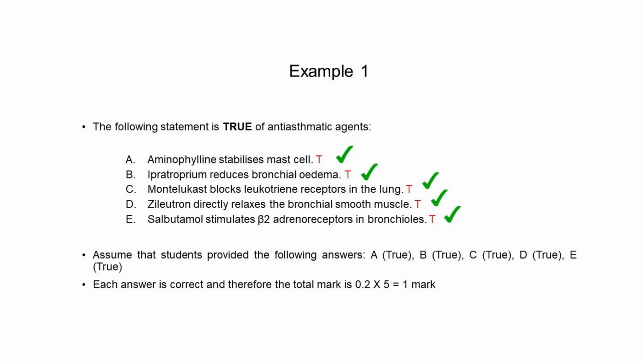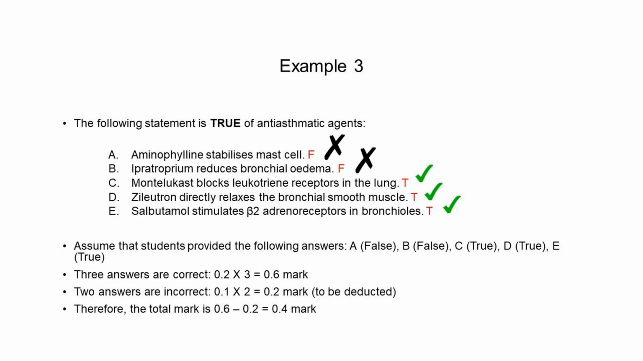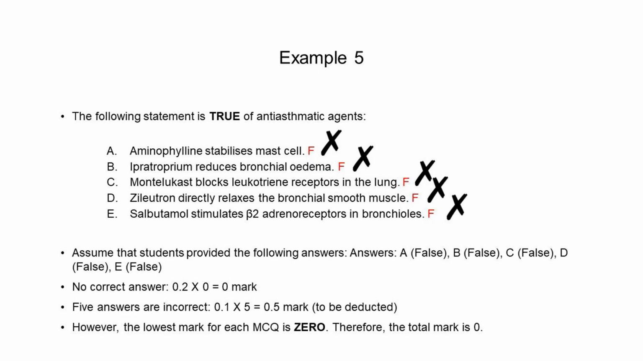For example, in example 1, if you got all correct answers, you will get 1 mark. However, if you get 1 error or mistake, you will get 0.7 mark. Similarly, if you got 2 incorrect answers, you will get 0.4 marks. And if you got 1 incorrect, you will get 0.5 mark. And if you got all incorrect, you will get a total mark of 0.